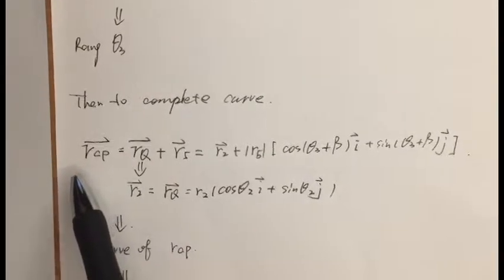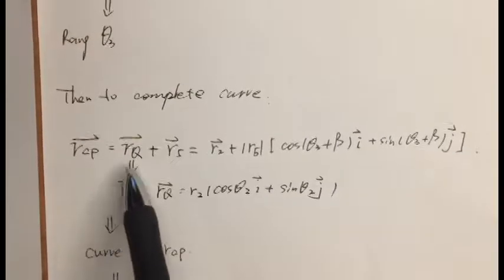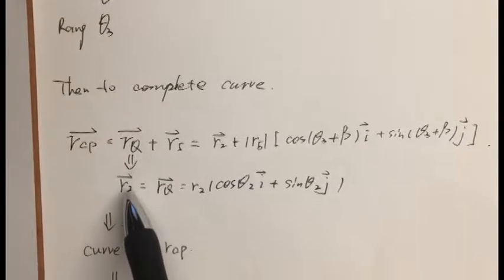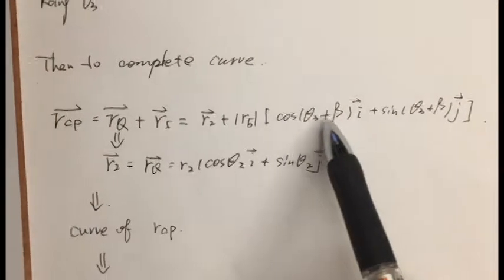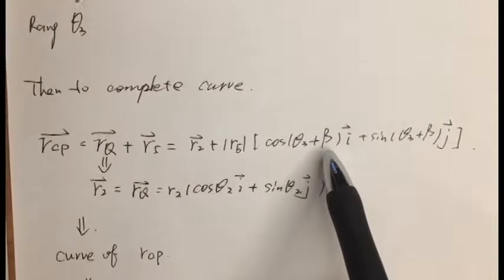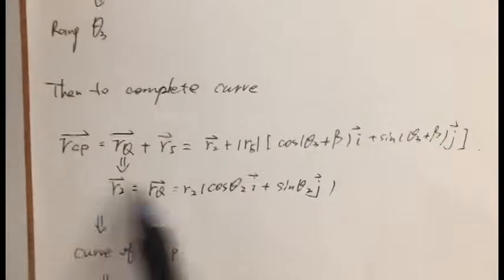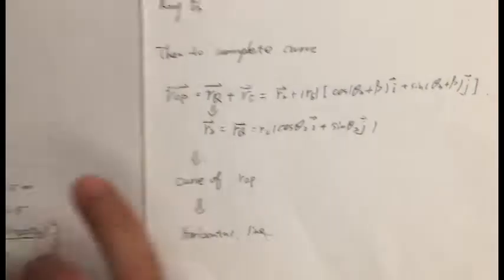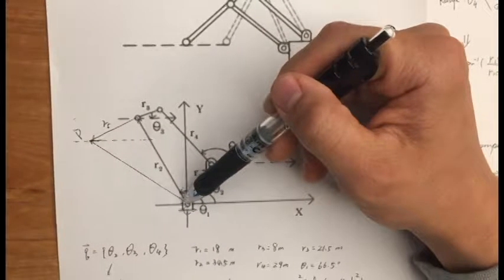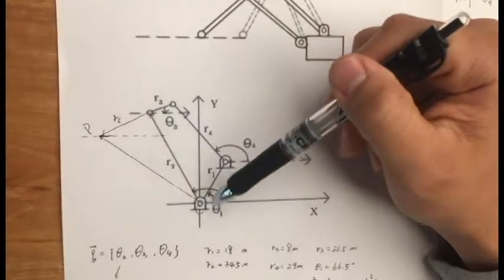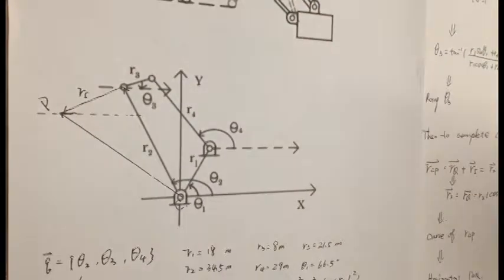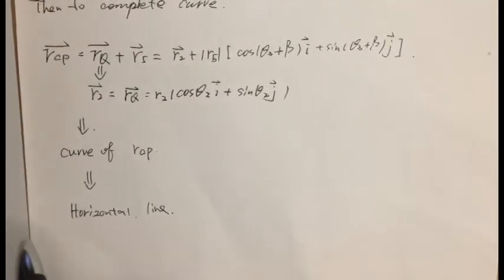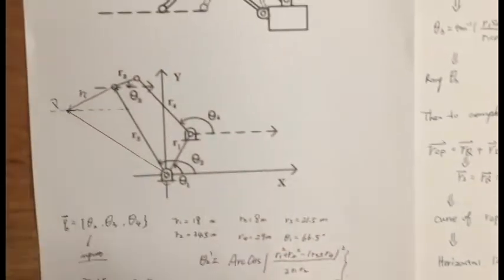According to the function here, RCP equals RQ plus R5. RQ is equal to R2. And in this function, beta is equal to pi. And here we can get the function of RCP. And RCP in this diagram is as follows. It equals R2 plus R5. Yeah. And then we can get the curve of RCP, which should be a horizontal line like here.